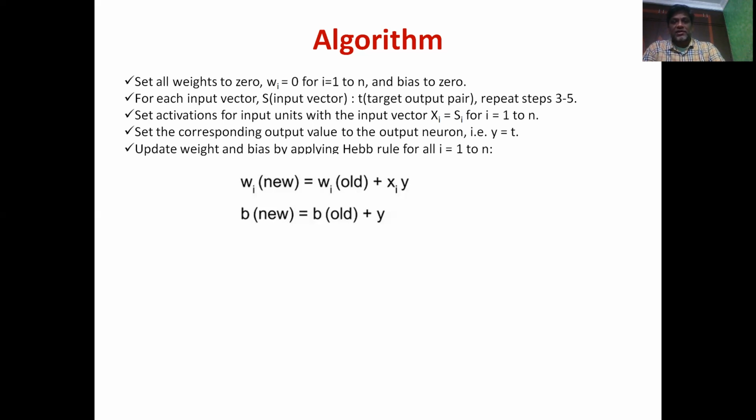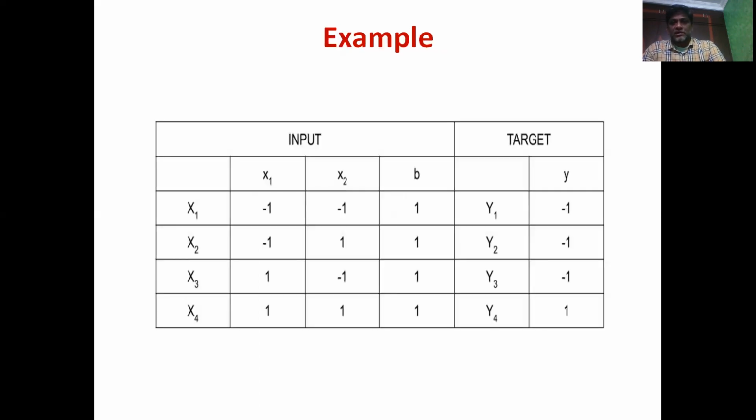So I'll repeat it again quickly. Set all the weights to 0, including bias. Consider one input vector at a time, and for each input vector, the target vector will also be given. For each input vector and target vector combination, find out the new weights using the formula Wi of new is equal to Wi of old plus xi into y. Okay, so this is the formula we are going to make use of. Now let us see the working of Hebb's rule with the help of an example.